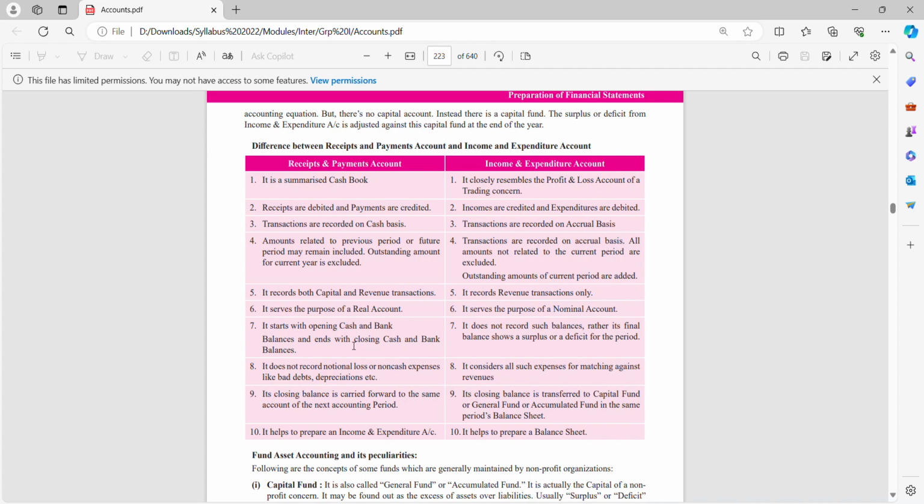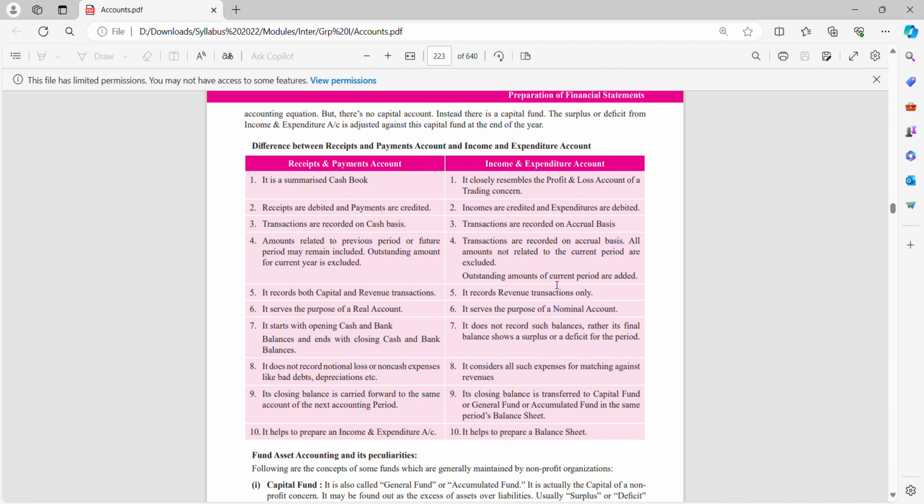Very, very important answer. Higher chances of getting it in the question paper. Write the difference between receipts and payment and income and expenditure account, 4 marks. Transactions are recorded on cash basis, whereas transactions are recorded on accrual basis. If you are actually receiving, then only record, that is cash basis.